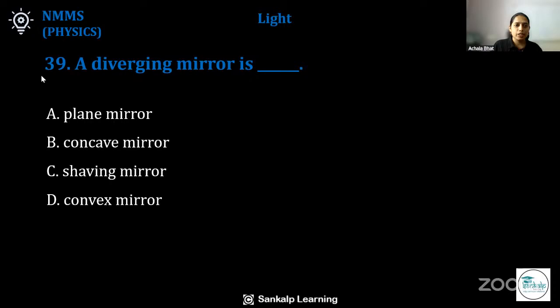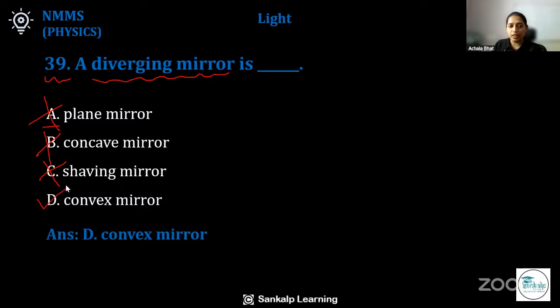Let us see question number 39 of NMMS Physics chapter Light. A diverging mirror is dash. Which mirror is called diverging mirror? Option A, plane mirror. Wrong. B, concave mirror. Concave mirror is called converging mirror, which converges light rays and forms real images. Concave mirror is wrong. C, shaving mirror. Shaving mirror usually will be a concave mirror only. Therefore, this is wrong. Option D, convex mirror.